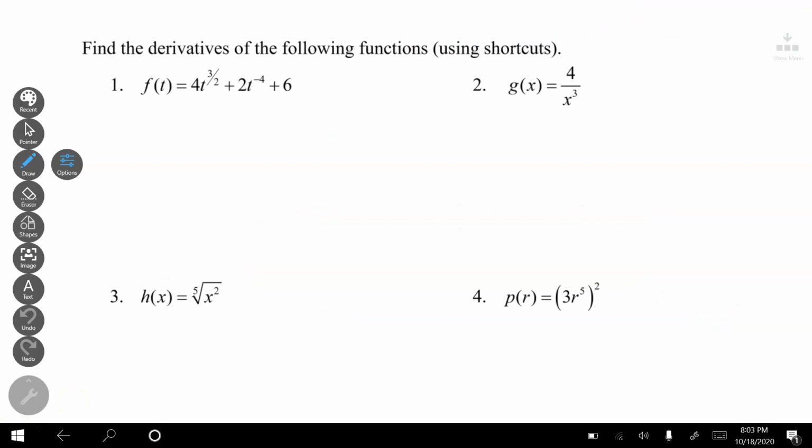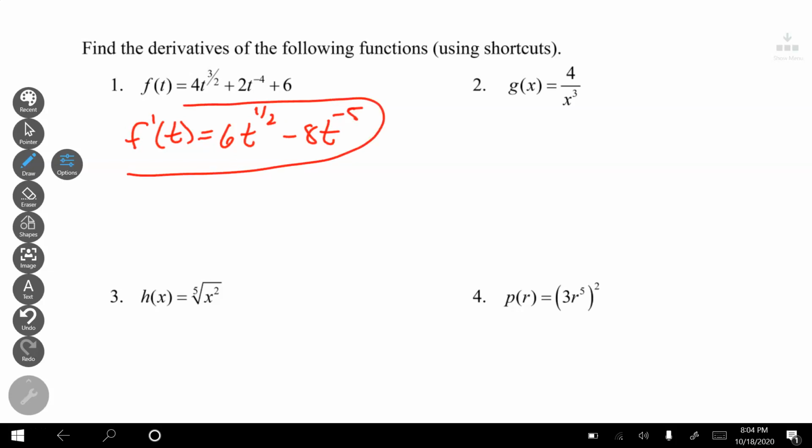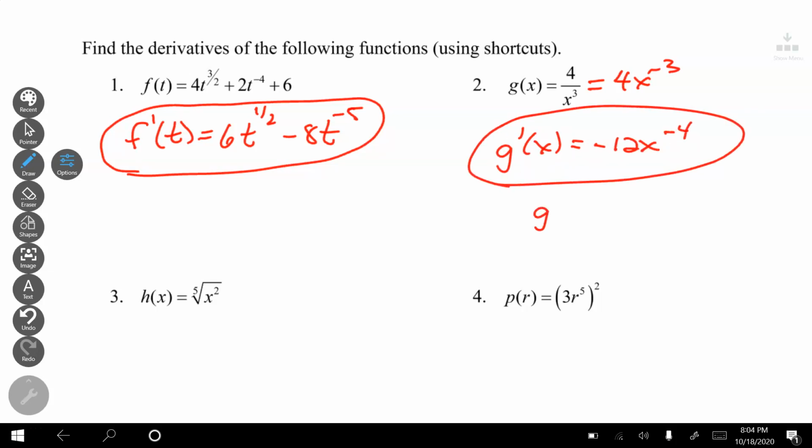Okay, well, let's do some examples, some of what we learned from the other day and some of what we learned today. So f prime of t, and notation is important. I get 6t, top minus bottom, 1/2, minus 8t, subtract 1, negative 5, and that's a constant, so that's my derivative. I should rewrite this as 4x to the negative third. So when I take its derivative, I get negative 12x to the negative 4. You want to be fancy? Okay. Negative 12 over x to the fourth. Same thing as the other one.